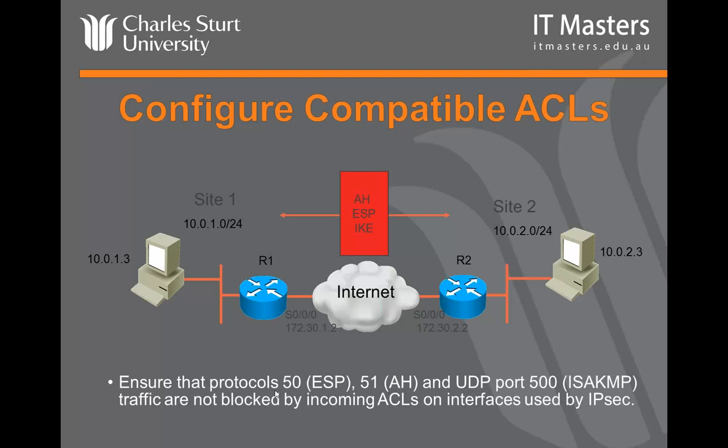Protocol 50 and 51, now these are values that are worth remembering for your CCNA Security exam. ESP, protocol 50, not port 50, protocol 50. Authentication header, again, is protocol 51, not port. So we're talking about actual protocols, not ports. And then ISAKMP runs over the UDP protocol, but it uses port 500. Okay, so it's important that you make the distinction between those three.